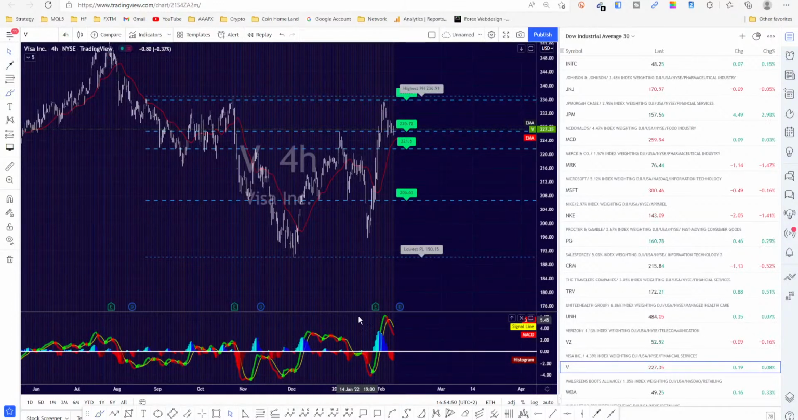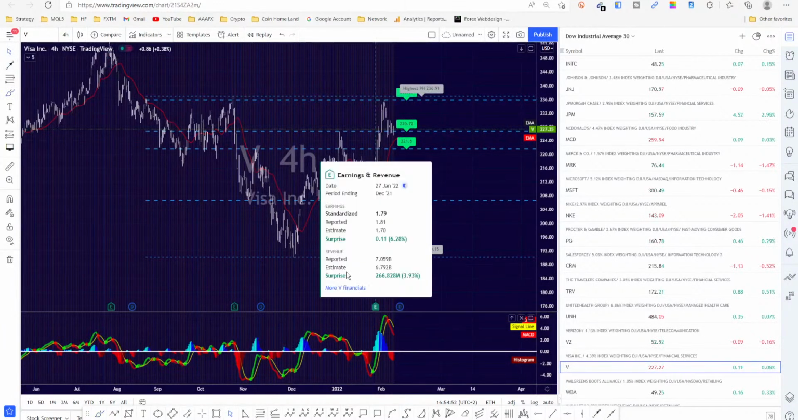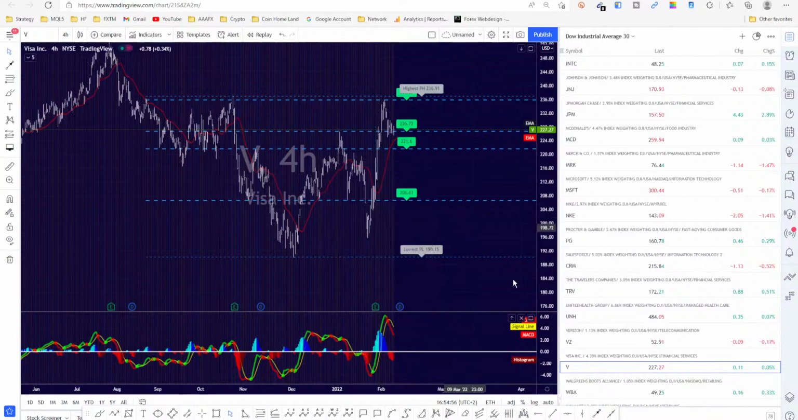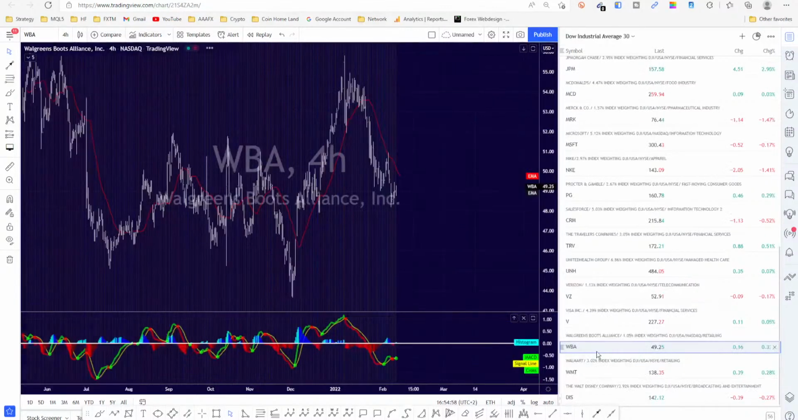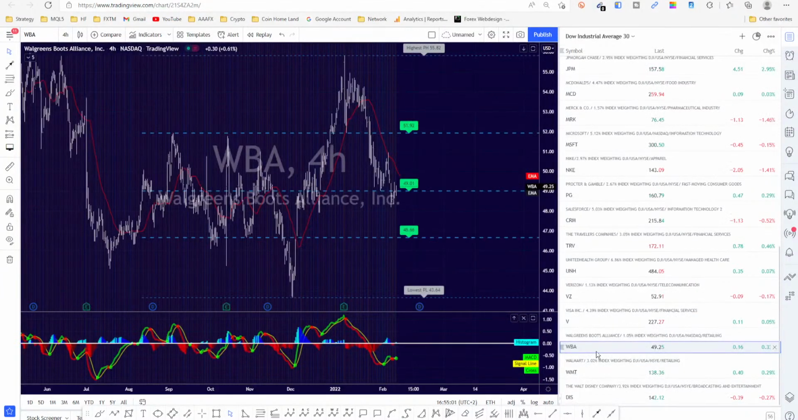Visa did very good right here, guys. It did pick up from the 192. They reported $6 billion, which is good. Estimate 60.2 right here. Walgreens has a weight of 1% in the index. They are traded on the Nasdaq. Okay, guys, they're in the retailing business.